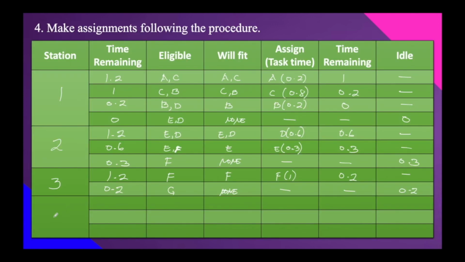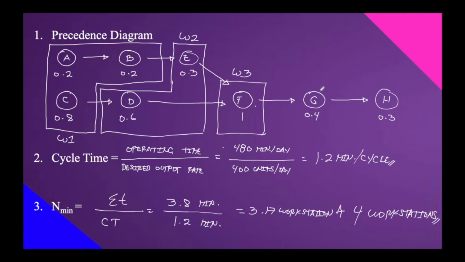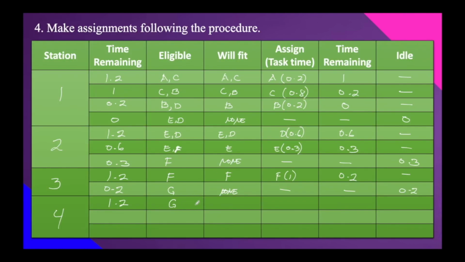Next, let's start our workstation 4, 1.2 time remaining. We have G. Hindi pa natin makakonsider na eligible si H dahil may nakaharang pa na G. Okay, so we have here G, and it will also fit dahil G is 0.4 minutes. So 1.2 minus 0.4, that is 0.8, and we don't have any idle yet dahil we're not yet finished. So 0.8 time remaining, eligible na po si H. As you can see here, 0.3. No, pasok siya, it will fit. So H dyan, H 0.3.